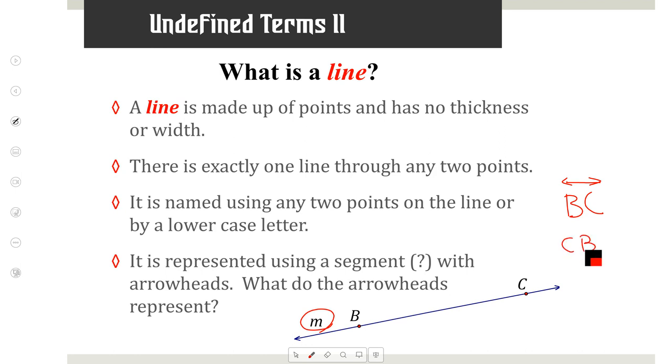Or you could do it the other way. Doesn't matter. Or you could put a new point on there. Let's call it Q. So you could do the line BQ. You could do the line QC. Only two points though, not the line BQC. That doesn't make any sense. Pick any two points on the line, put a line symbol over it.